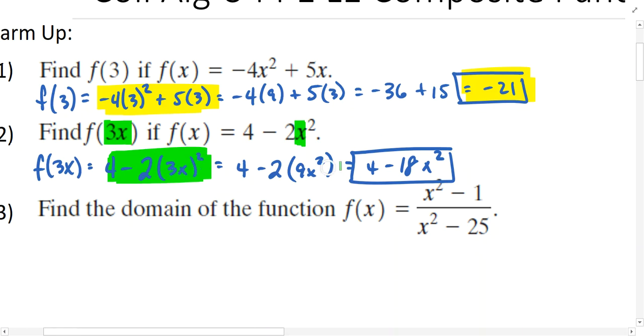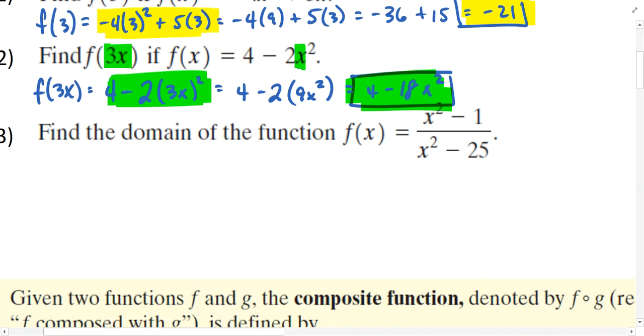3x times itself would produce a 9x squared. Then we can complete the multiplication and combine like terms as possible. No other like terms can combine, so I would say that 4 minus 18x squared is a good solution.